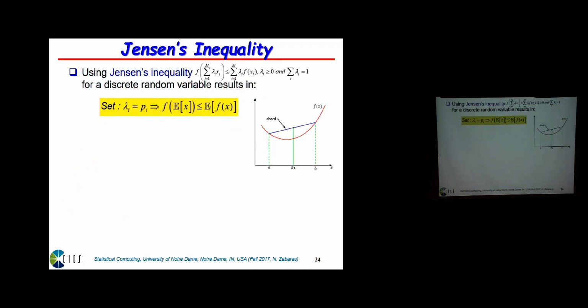So in probability, what I'm going to do is start with a discrete random variable. I'm going to make lambda i to be the probability of event i. So look at this summation. If you have a random variable that takes m values, the summation over i of p of i times f of x i, isn't it the expectation of f of x by definition? Right?